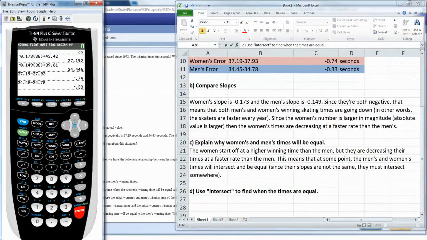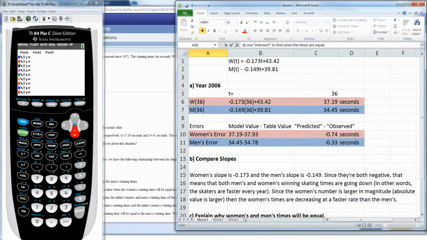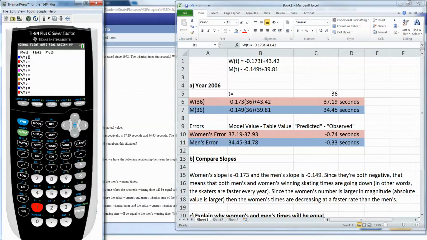Let me grab my calculator, and I want to go to y equals. I'm going to type in, oh, and clear out any old equations if you had any, but I don't. So I'm going to type in the women's and men's times here in equation form, not the ones with the numbers in it, but the ones with the variables in it. So the women is going to be negative 0.1773x, and x is this button right here, plus 43.42. And the men's is negative 0.149 t, or x for us, plus 39.81.